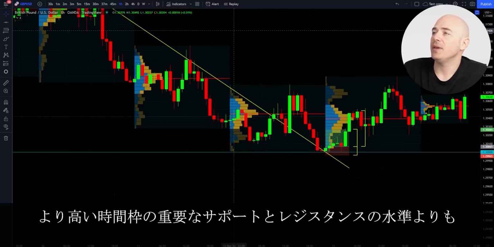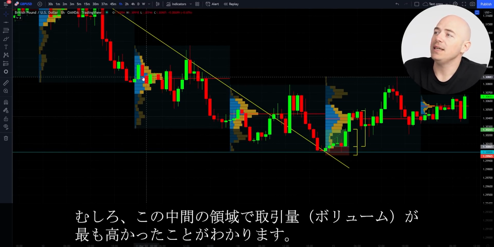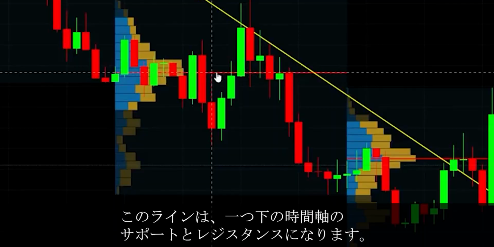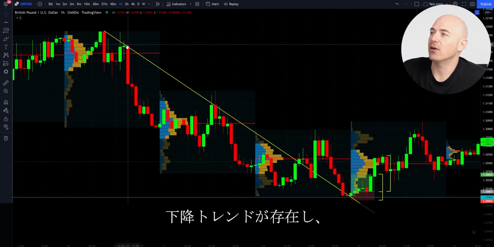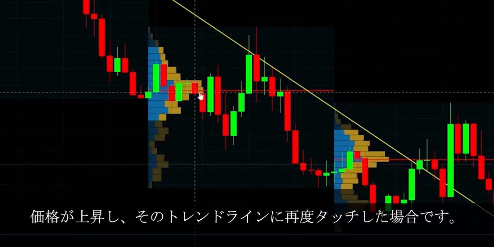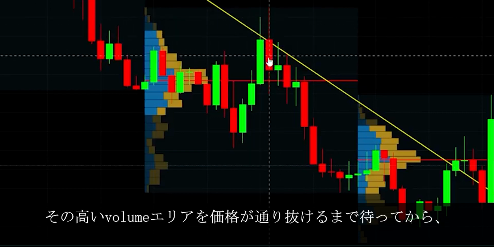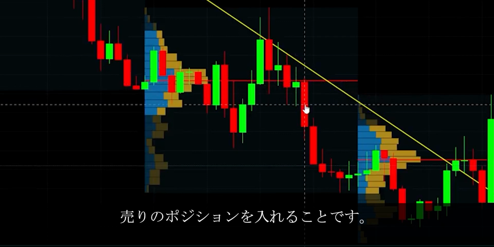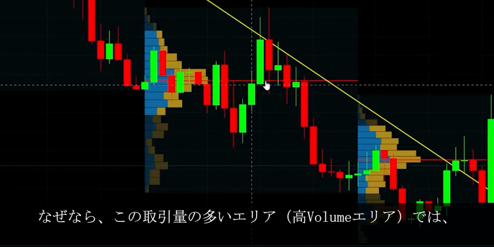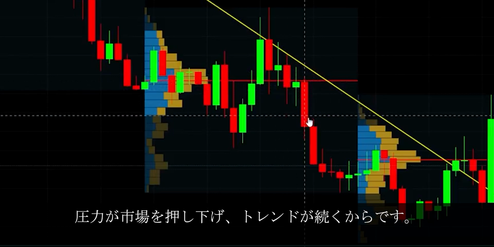So instead of having major support and resistance levels on a higher time frame, you can see that this middle area where the volume was the highest, that's going to be your support and resistance for the next time frame. The other way that you can use that is if we are in a downtrend, and as the price comes up to retest that trend line, what you can do is wait until it got through that high volume area, then get into your position, because at this high volume area is where the pressure is going to push that market down, continuing the trend.